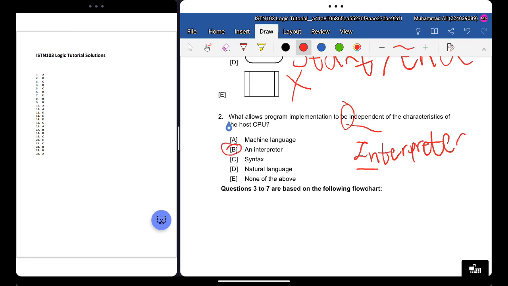Now, what does this question actually mean? A program implementation to be independent of the characteristics of the host CPU. Anything that's independent can be on its own. There's no interaction, there's no effects. Host CPU and interpreter are independent, meaning they can work together, but they don't affect one another. If it wasn't independent, then the interpreter would have to change or be modified to suit the CPU.